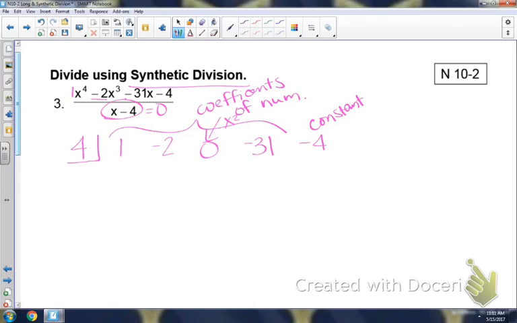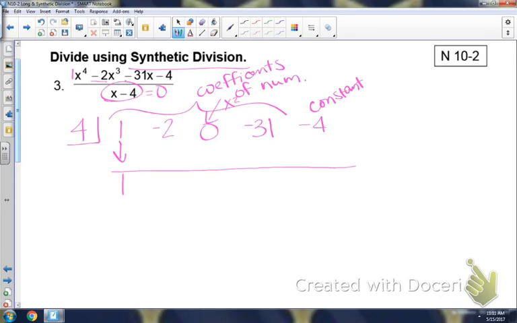Okay, you're going to leave a little space right after your coefficients and then draw a horizontal line. We're always going to bring down our first coefficient, which is 1 on this one. You're going to multiply the coefficient times the 4, which we found at the beginning. 4 times 1, which would be 4, and that answer goes here. Once you have a number below that coefficient, you're going to be adding them together. Negative 2 plus 4, you get positive 2.